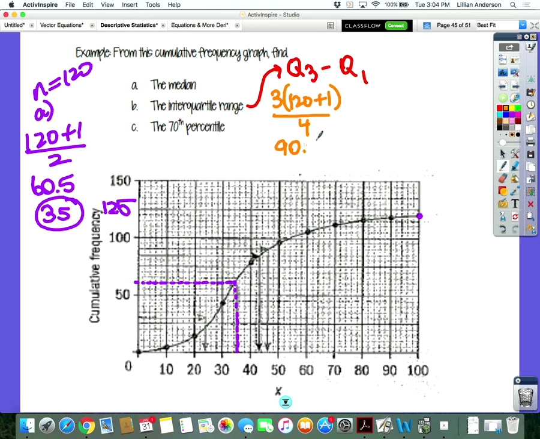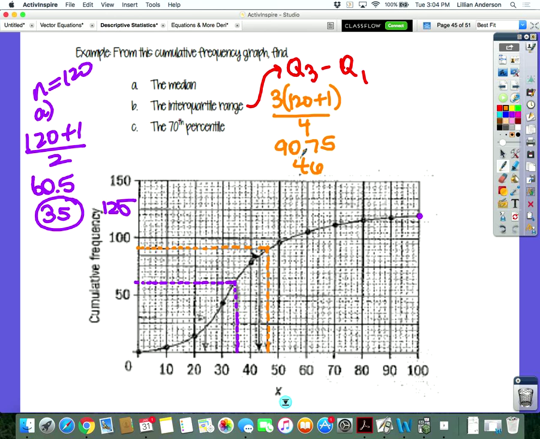90.75. So you have to figure out where that number is, or what number it corresponds to in the graph. So 90 is about right here, and we're going by 5s. It hits the graph. Drop it down. What number is that about? 46.